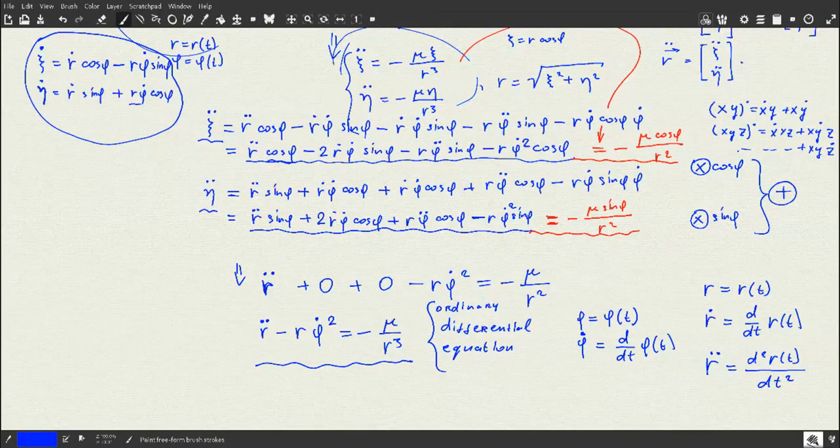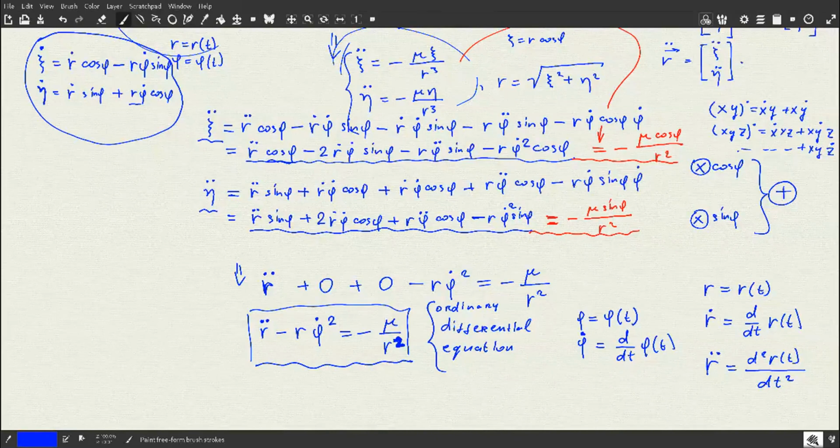Yes, but when you write r double dot, oh, here you're right. Yes, of course. Here it is squared. You're right. Yes, absolutely. Minus mu over r squared. Yes. Thank you. And so that's the first equation which we have obtained, and it is already a nice one.